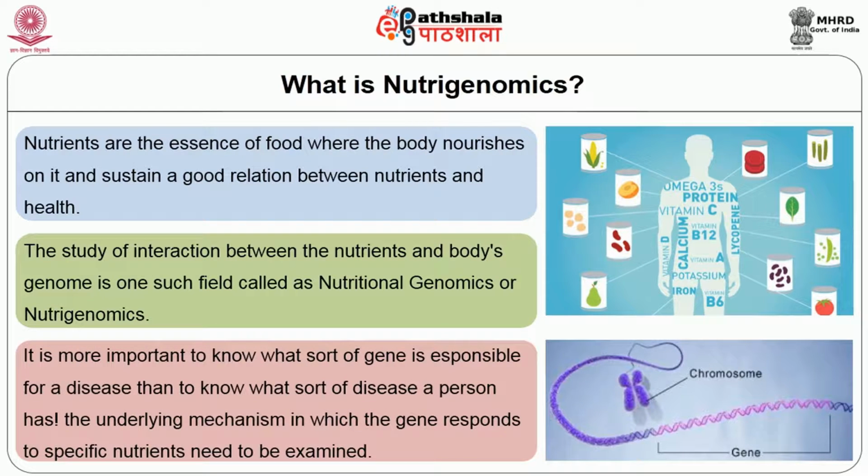Generally, it is more important to know what sort of gene is responsible for a disease than to know what sort of disease a person has. The underlying mechanism in which the gene responds to specific nutrients needs to be examined. The impact of a diet on an individual's genetic disposition, its manifestation as single nucleotide polymorphism, that is SNP, and epigenesis are discussed in this particular field.